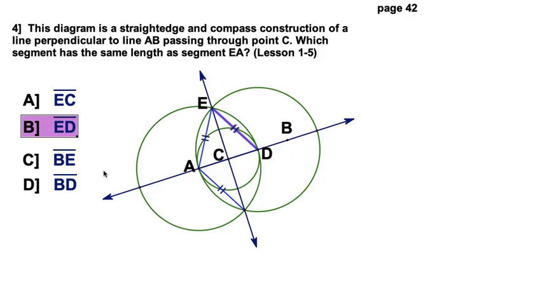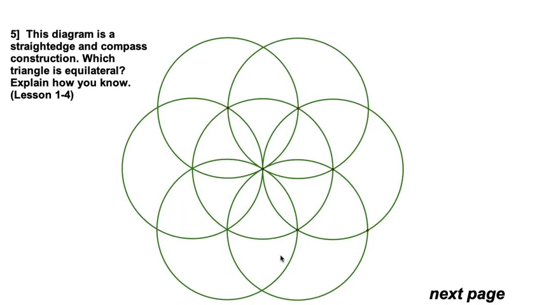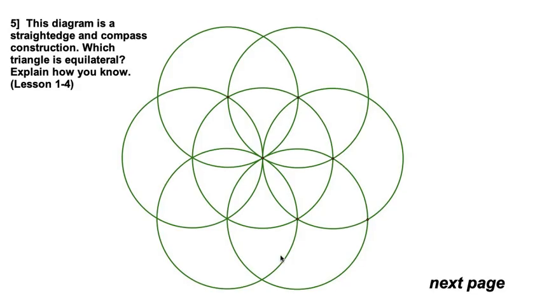BD, nope, over there. BE, nope. EC, no. None of those make sense. Okay, let's go back to this diagram.